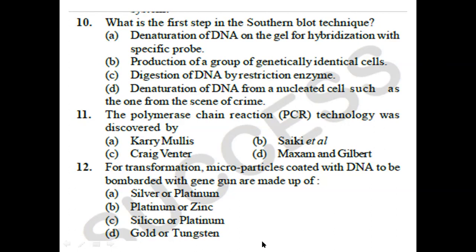Production of a group of genetically identical cells. Digestion of DNA by restriction enzymes. Denaturation of DNA from a nucleated cell, such as one from the scene of a crime. The Southern blotting technique involves denaturation of DNA on the gel electrophoresis for hybridization with a specific probe. The gene gun uses microparticles coated with the DNA to be bombarded, made up of inert metal, that is gold or tungsten.